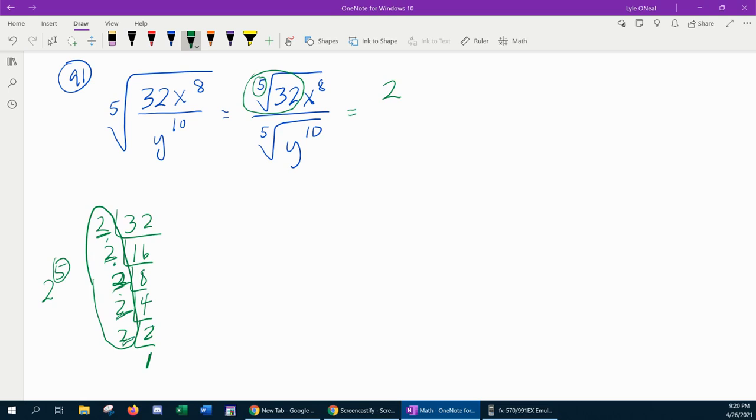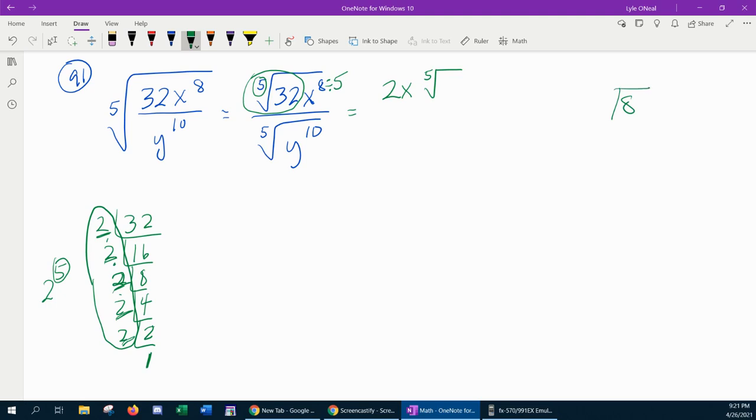Now for the x, remember we're going to divide. You divide by the index. 8 does not divide by 5 evenly. So we're going to have some x's left under the radical. How many times does 5 go into 8? Well, it goes 1 time. So we can bring out 1x, and then the remainder is 3.